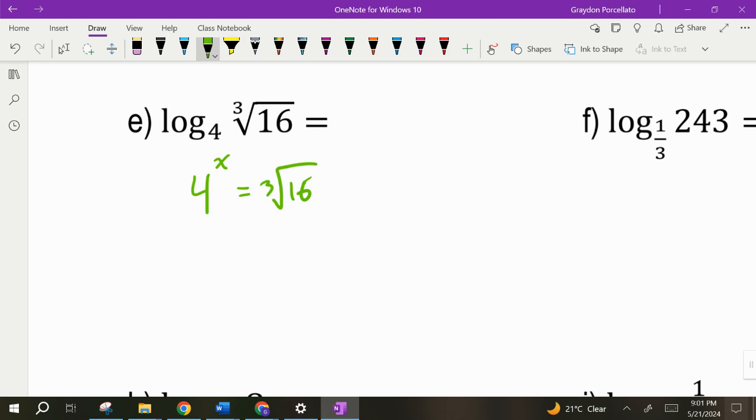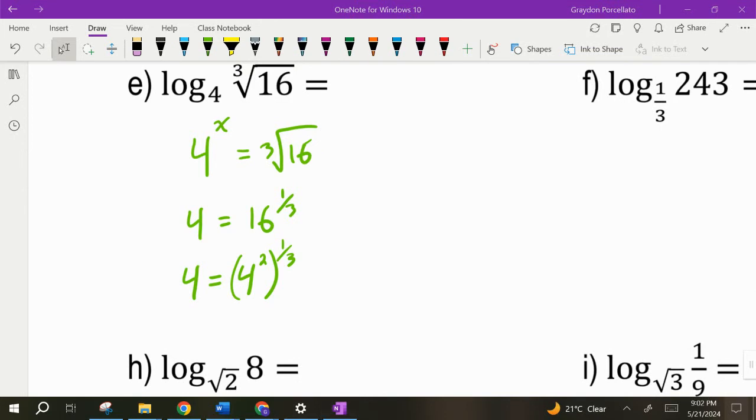Well, can I write that as an exponent? That's 16 to the 1 over 3. And can I write 16 as base 4? Well, yeah, I know that 4 squared is 16. And if you know your exponent laws, a power of a power, we multiply those. So that becomes 4 to the power of x equals 4 to the 2/3. So that means that x must equal 2/3.